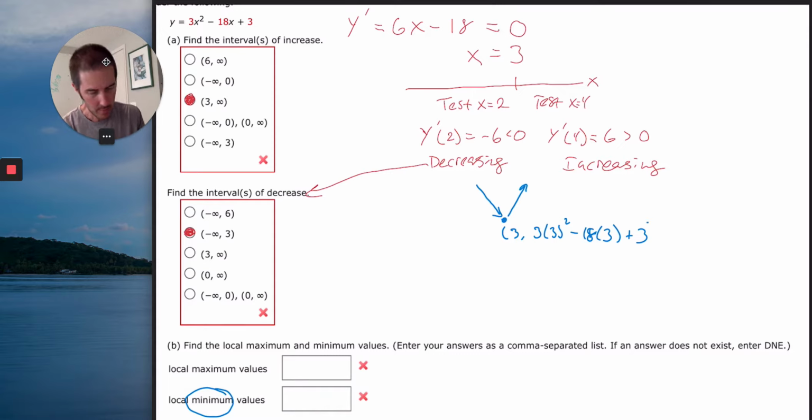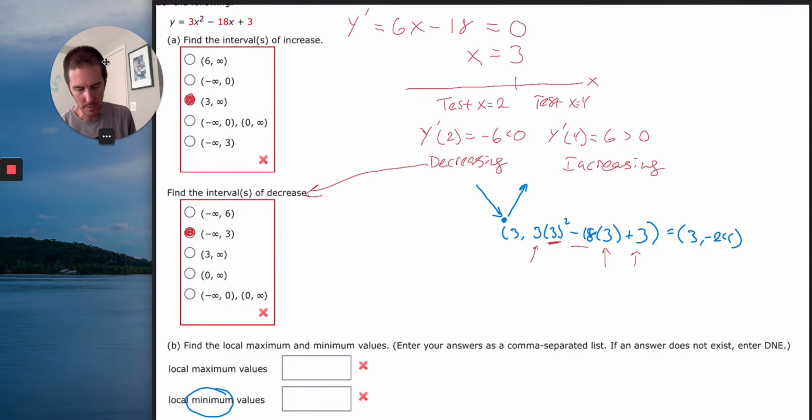Okay, as you know, arithmetic is not my favorite. Here I've got 9 3's. I'm taking away 18 3's, so I've got negative 9 3's. And then I'm adding 1 3, so I've got negative 8 3's. 8 times 3 is 24, so negative 24. So 3 comma negative 24.